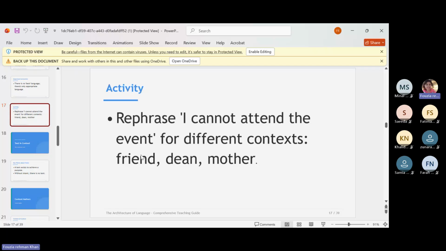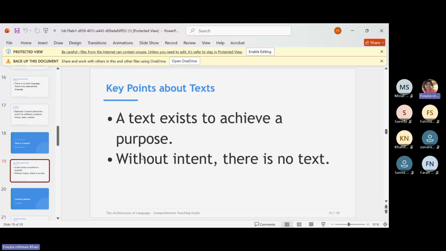Now moving towards more about context, this is very important. This is Halliday's definition of a text. Without intent, there is no text. Means the text has to have a purpose. Now when we are teaching grammar with chunks of language, we have an intention of teaching but not communicating. So here intent means communicating. Without the intention of communicating, there is no text.